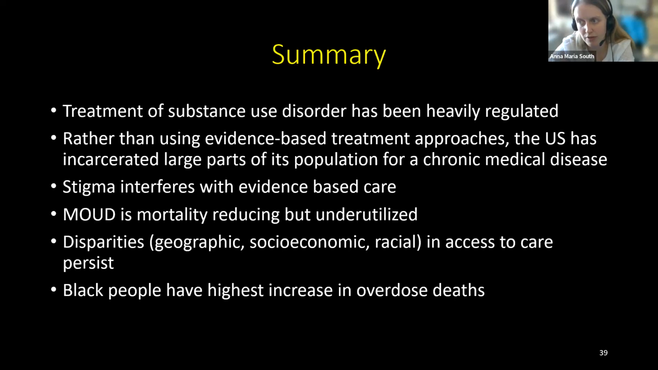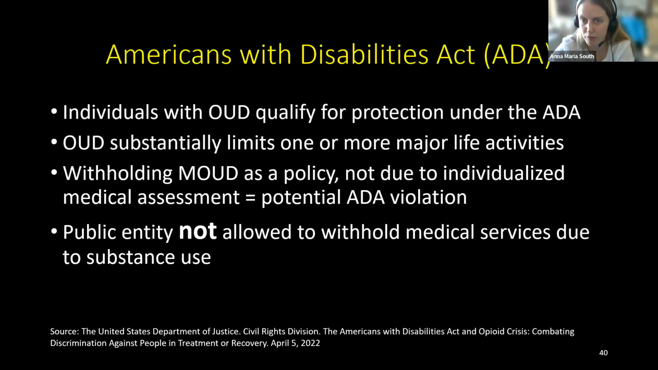Less than 10% of people have access to them. And there's significant disparities in access in geographic, socioeconomic, and racial. And unfortunately, Black people, especially young Black men, have the highest increase in overdose deaths. And we talked about how to reverse an overdose with naloxone if we encounter one. With that, I just want to give a brief word for patient advocacy. You will all receive an article that I wrote with a few other faculty here at the University of Kentucky of the Americans with Disabilities Act.